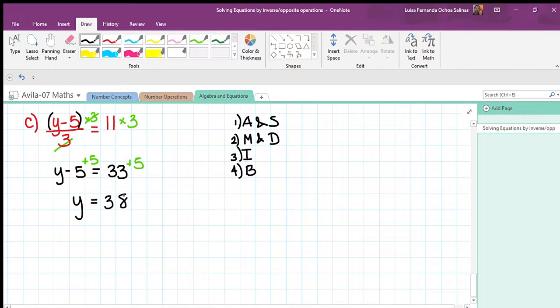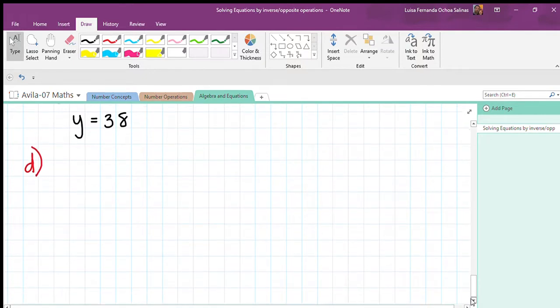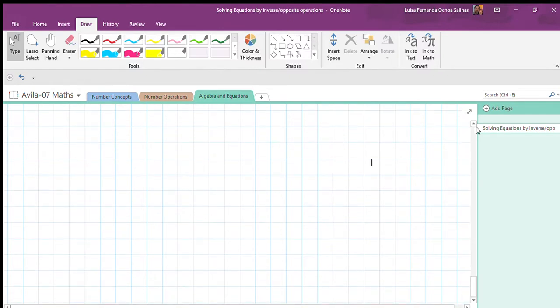Remember, girls, that the way that I want you to work on these exercises is that you try, so you pause now, you try to do question D, and then you play the video again and check that you actually have done it correctly, okay? So I'm going to do example D here.